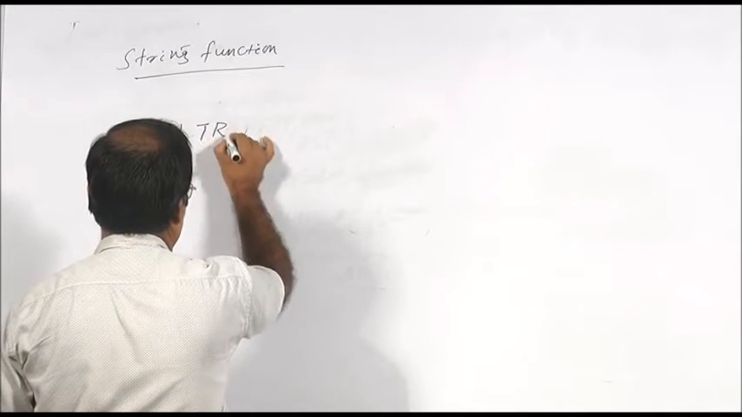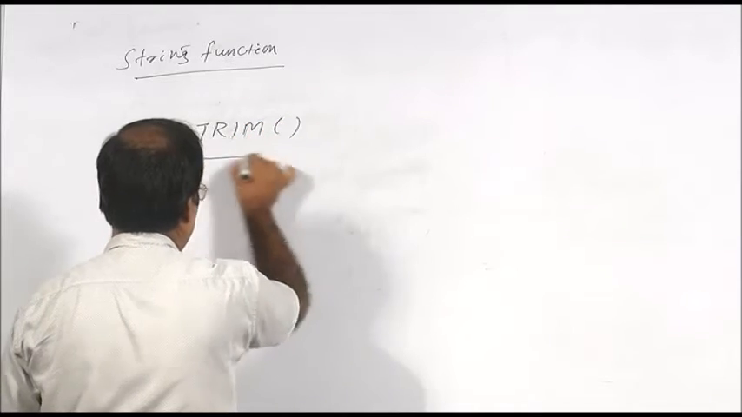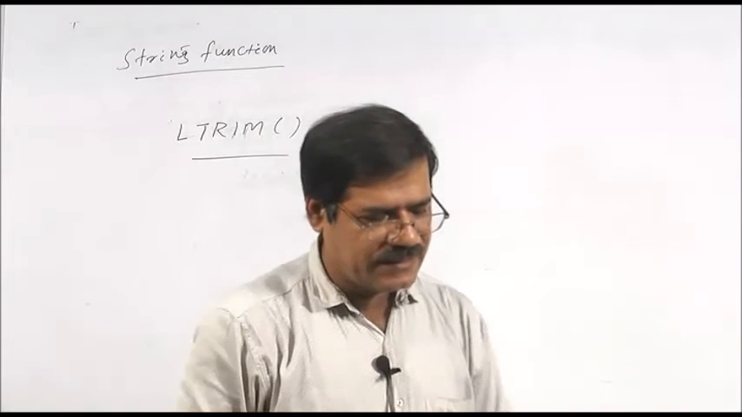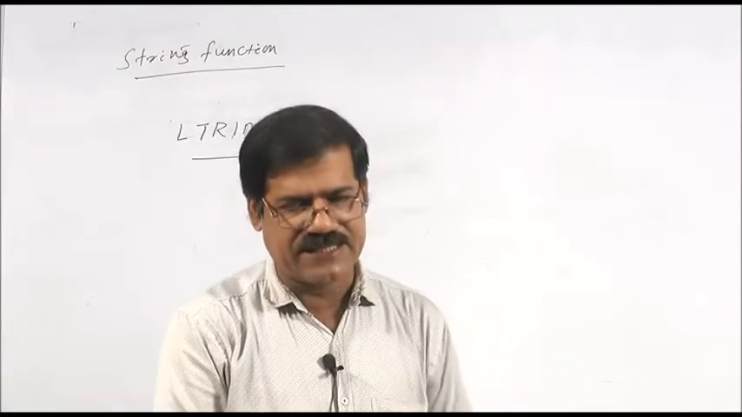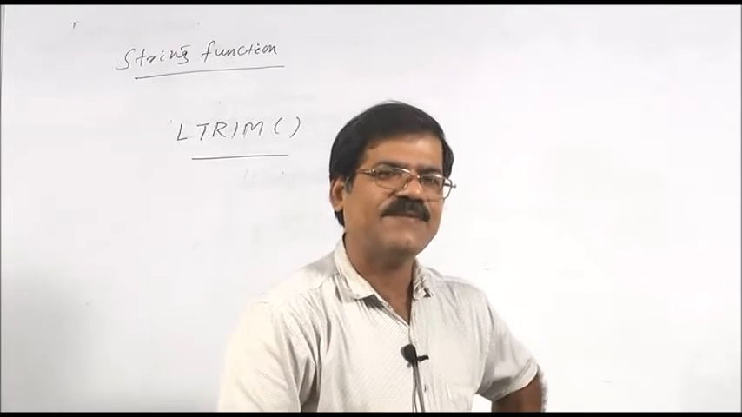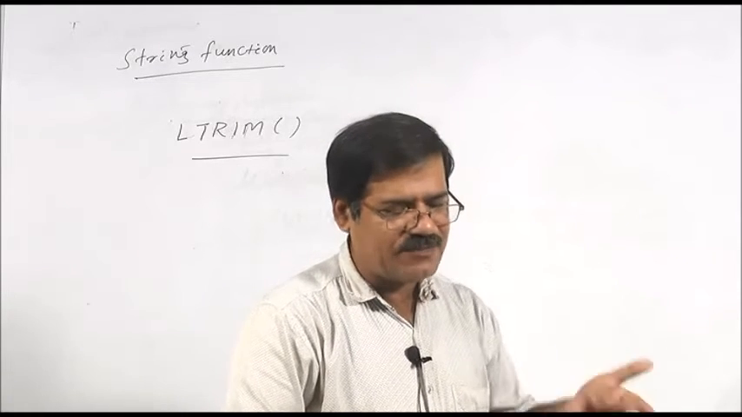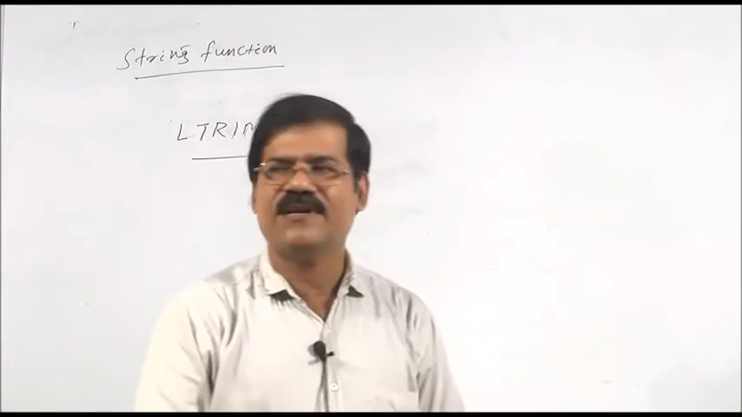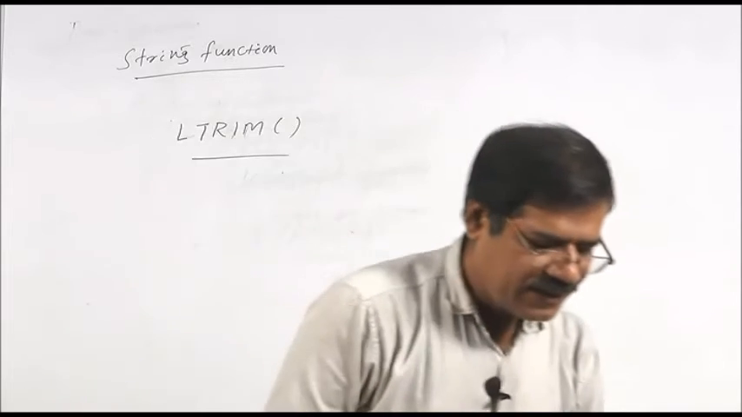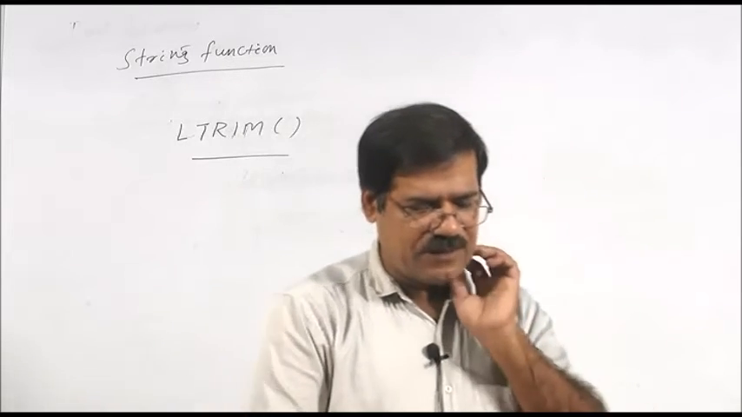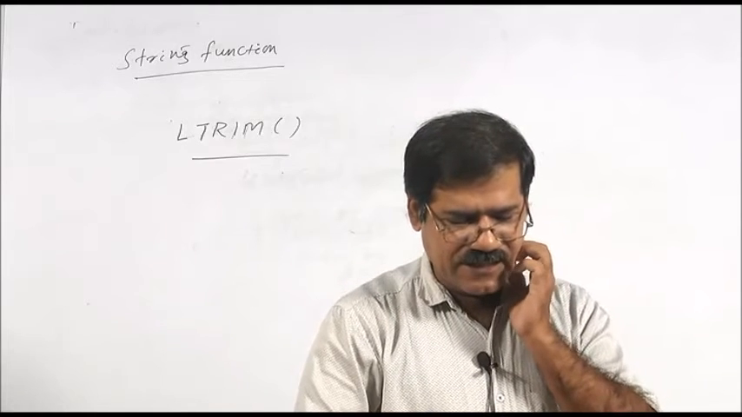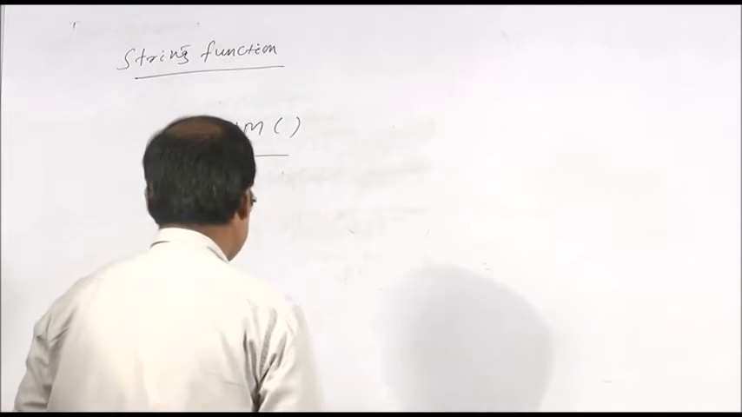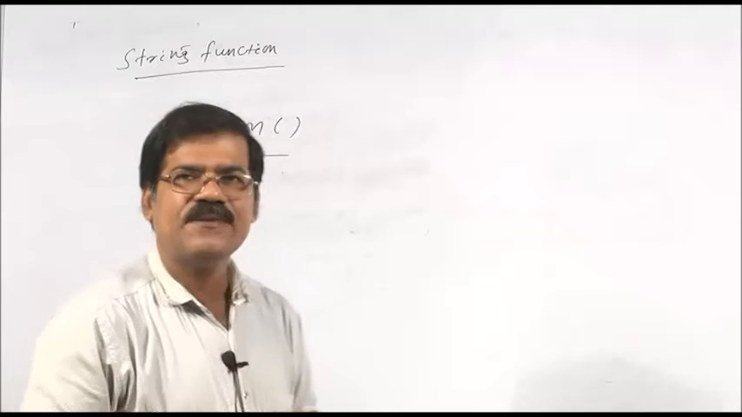LTrim. What is the use of LTrim? It removes the leading space character of a string. If there is a space before a string, the space will be removed. It only removes the space from the left side, not from the right side. LTrim means remove the leading space character of a string, that is, before the string. L means left.